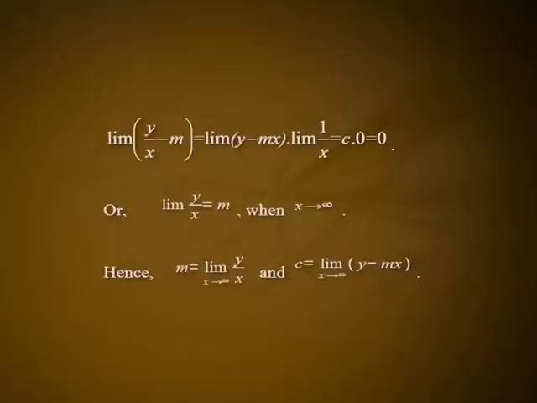Also, y/x − m = (y − mx)(1/x). Therefore, limit of (y/x − m) = limit of (y − mx) times limit of (1/x), which is equal to c × 0 = 0, or limit of y/x = m when x tends to infinity. Hence, m = limit of y/x as x tends to infinity, and c = limit of (y − mx) as x tends to infinity.